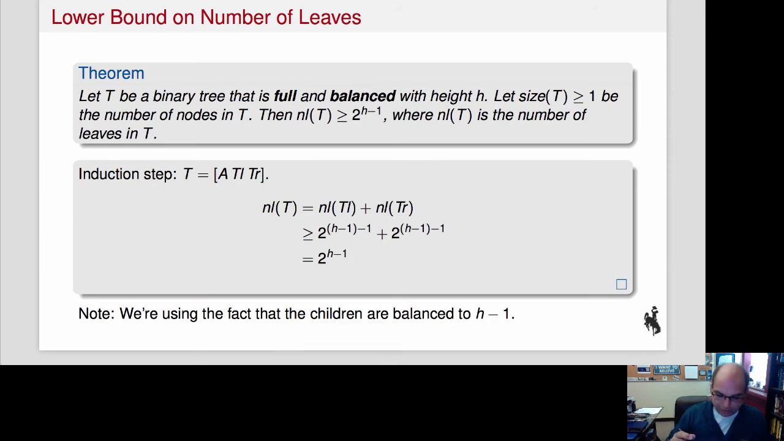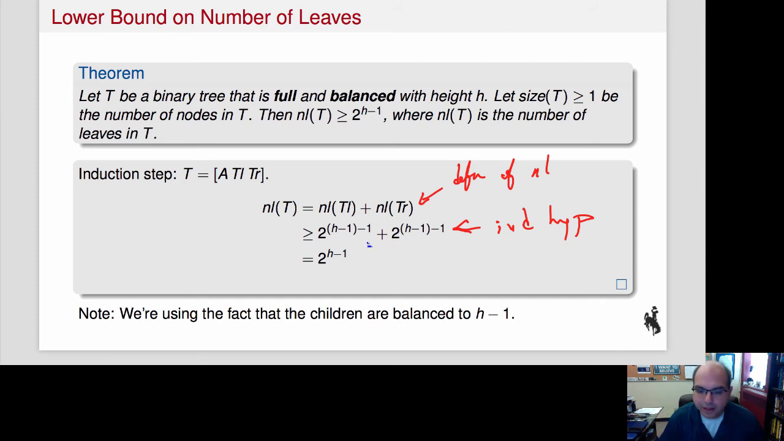Okay? So in the induction step, the number of leaves is the number of leaves in the left tree plus the number of leaves in the right tree. This is just the definition of number of leaves. And here's where we use the induction hypothesis. We say that that's greater than or equal to 2 to the h minus 1 minus 1 plus 2 to the h minus 1 minus 1. Now why is that actually true? I'm actually using this fact. I didn't prove this fact, but it's not particularly hard to prove.